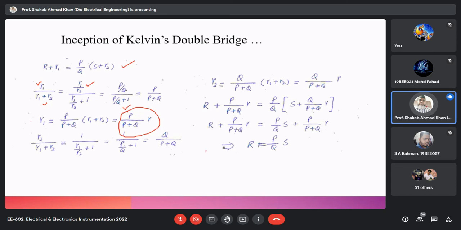So r1 is translated into p, q and r. Similarly, r2 also we did the same way. We took the ratio r2 upon r1 plus r2. Then r2 is defined in terms of p, q and r. Now we'll put the value of r1 and r2 in this equation. Then you see we are putting it here, and finally p upon p plus q is coming on both sides, and it is cancelled. So r is equal to p upon p plus q.